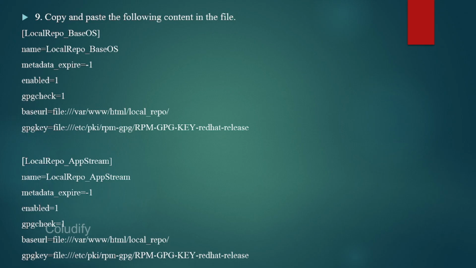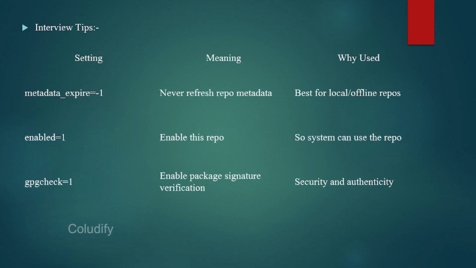For the AppStream repository, we create another repo inside the same file, local_repo_AppStream. This is the repository ID. Name: local_repo_AppStream. metadata_expire=-1, enabled=1, gpgcheck=1, baseurl=file:///var/www/html/local_repo, and gpgkey=file:///etc/pki/rpm-gpg, that is our gpg key file. After that, save that file with the wq command.